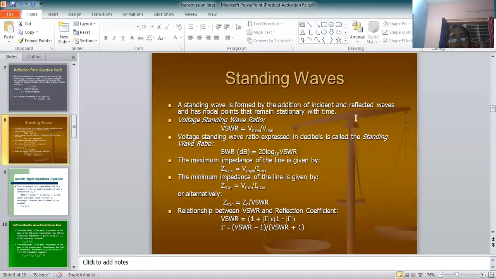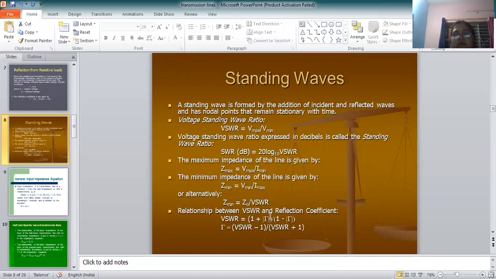Now the standing waves. A standing wave is formed by addition of incident and reflected waves, and it has nodal points that remain stationary with time. Voltage standing wave ratio is Vmax/Vmin. Then the standing wave ratio SWR in dB is given by 20 log10 VSWR. The maximum impedance of the line is given as Vmax/Imin, and the minimum impedance is given by Vmin/Imax, or alternatively Z0/VSWR.